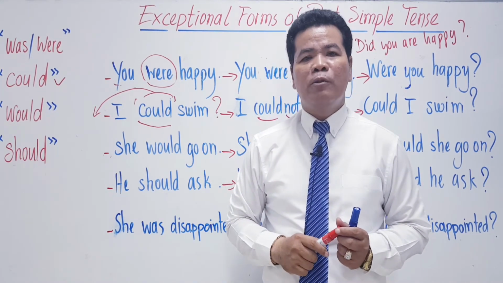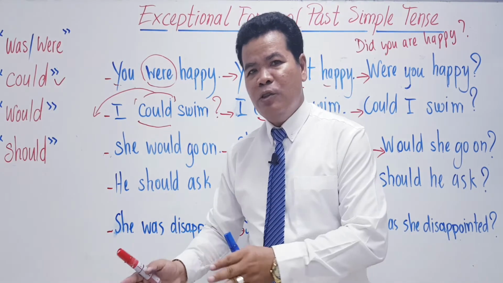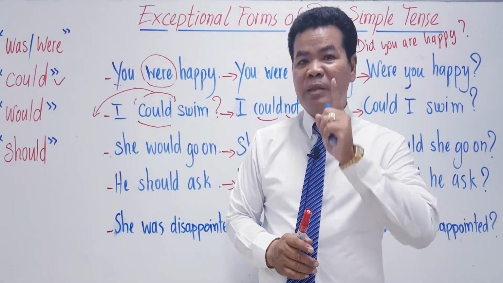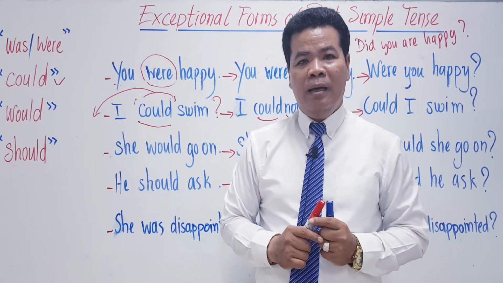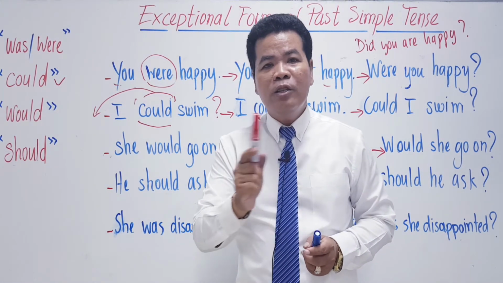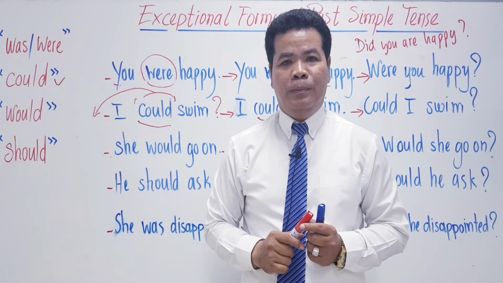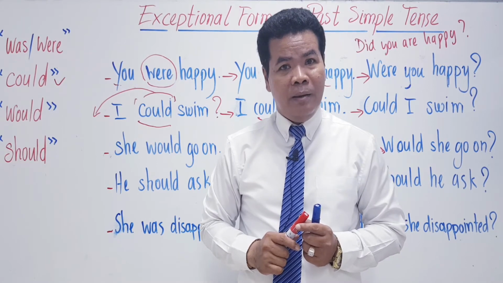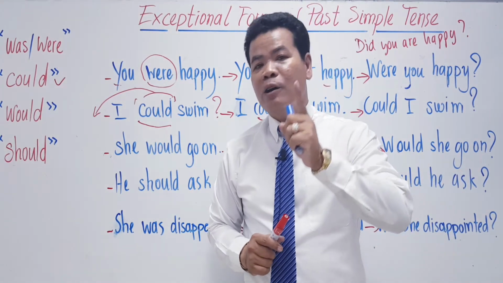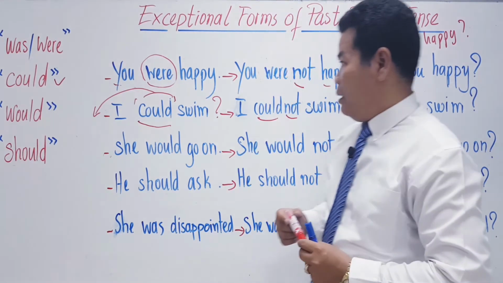In 99% of the normal rules, we use did as a helping verb to make the positive to the negative, also to make the positive to the question. We use the auxiliary verb did, or the helping verb did. But in case you have seen the four verbs on the board, you don't need to use the auxiliary verb did or helping verb did anymore. Understand? Because it can help form the negative or question by itself. Understand? All right? Let's go to the next example.